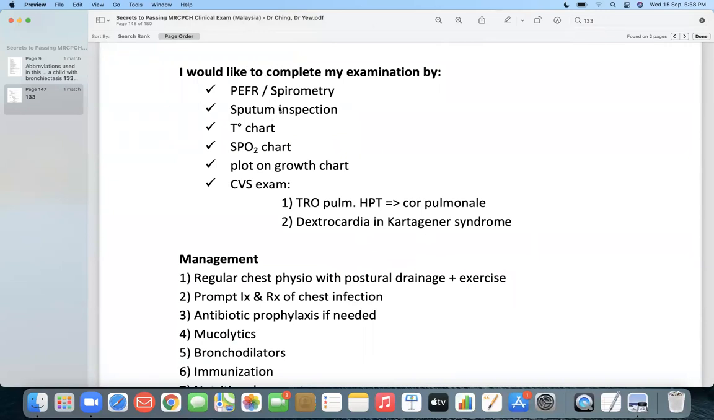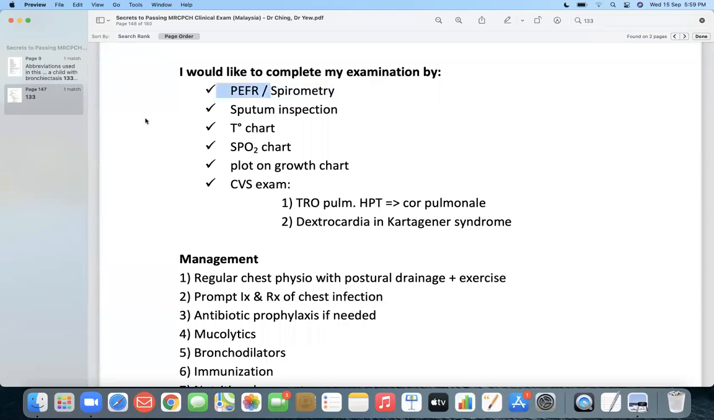So in order to complete my examination, peak expiratory flow rate and spirometry are very important. Don't forget to tell this in this station. I think Dr. Sridevi also did not tell. I don't know about Muzna. I don't remember whether she told spirometry or not. Oh, even I didn't see. Yeah, you both did not tell.